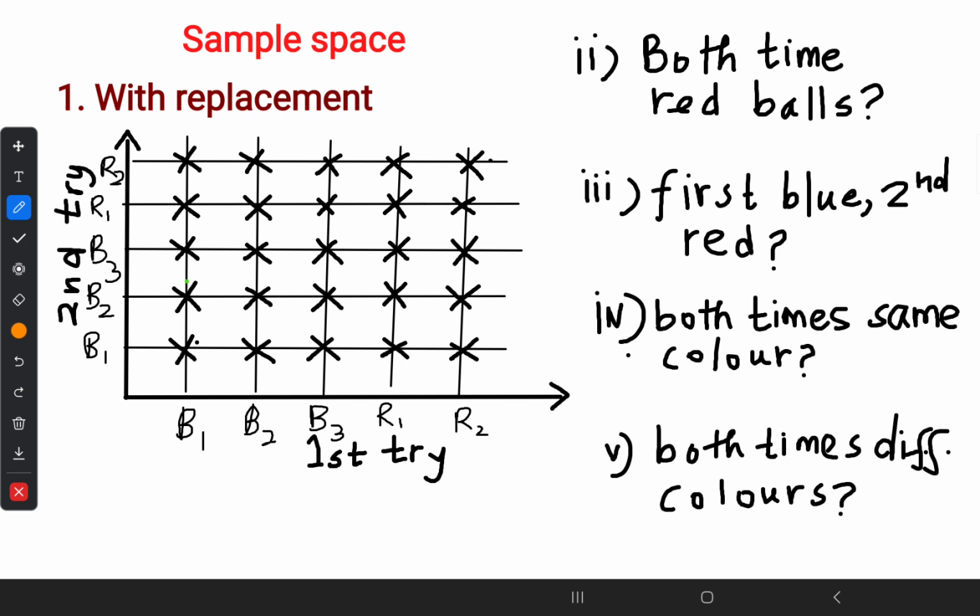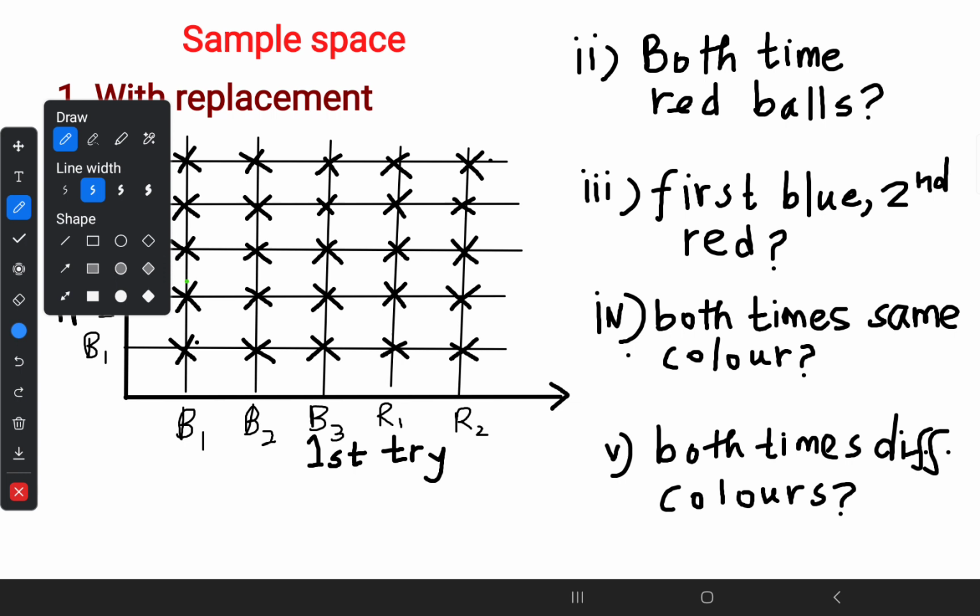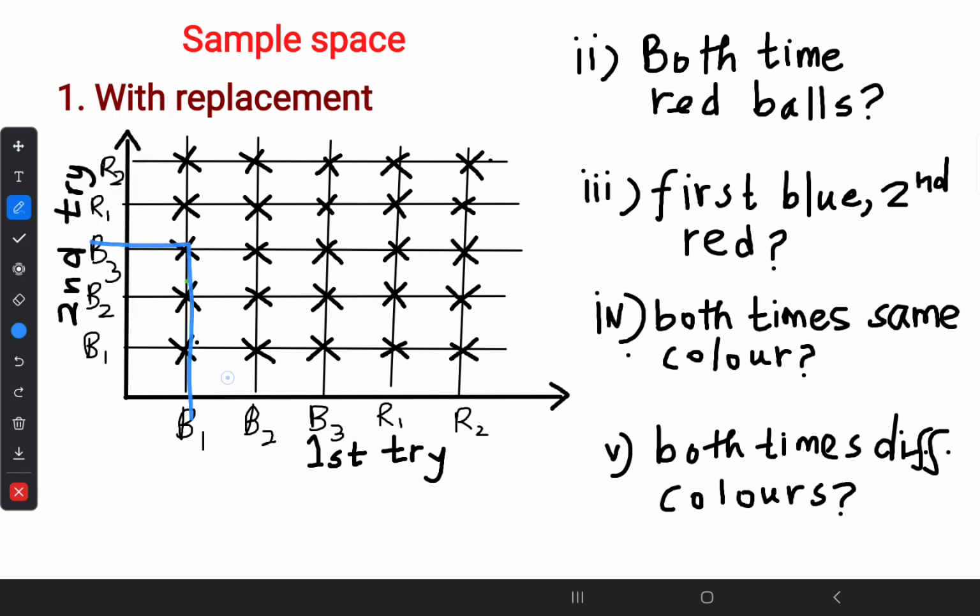The second question continues from the previous one. Both times red balls. Again, you should think about what the events are. Here we are getting both blues, so we don't want this. Both blues again. Both blues. First time blue, second time red. We didn't want this. Both times red.